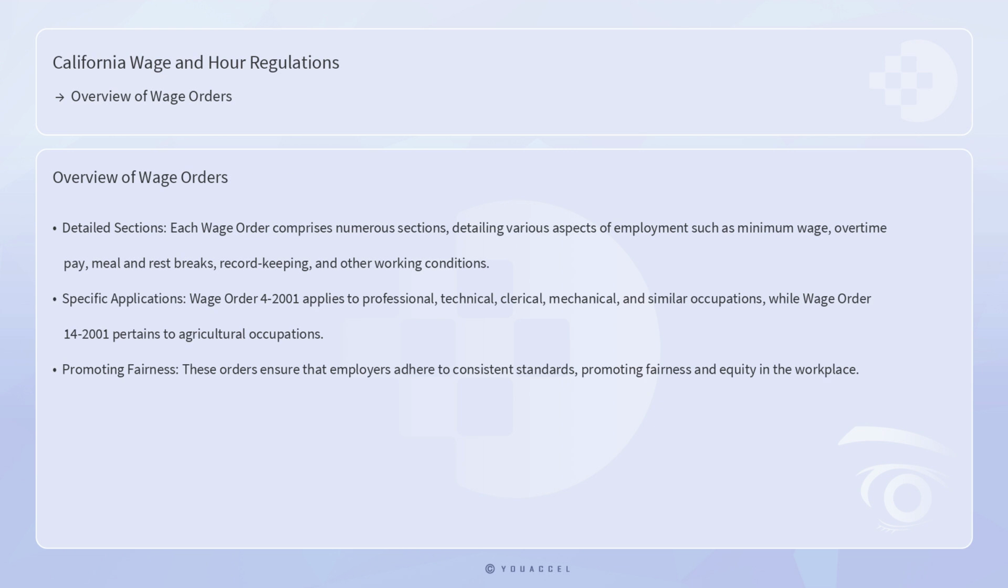Each wage order comprises numerous sections detailing various aspects of employment such as minimum wage, overtime pay, meal and rest breaks, record keeping, and other working conditions. For instance, Wage Order 4-2001 applies to professional, technical, clerical, mechanical, and similar occupations, while Wage Order 14-2001 pertains to agricultural occupations. These orders ensure that employers adhere to consistent standards, promoting fairness and equity in the workplace.